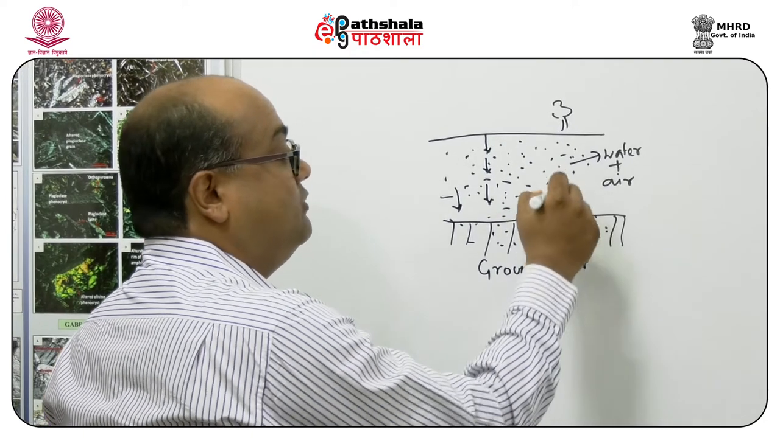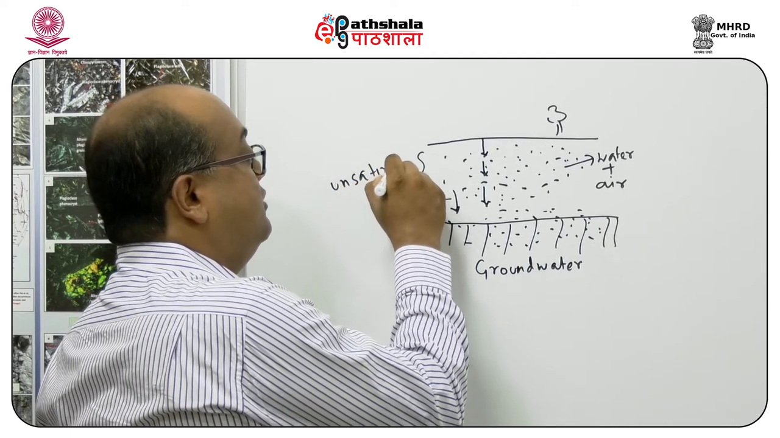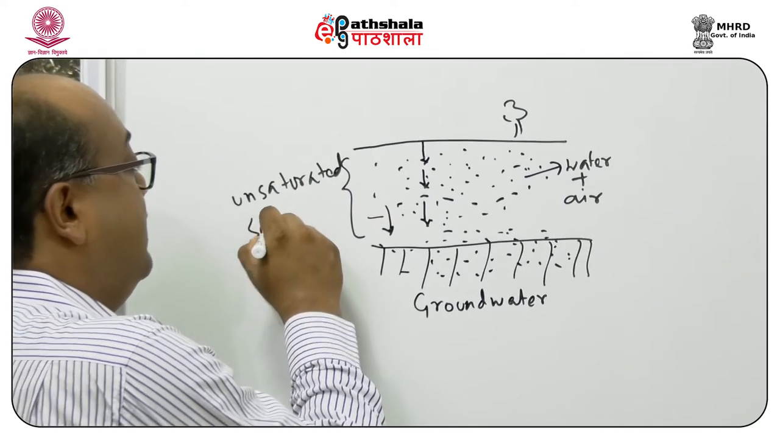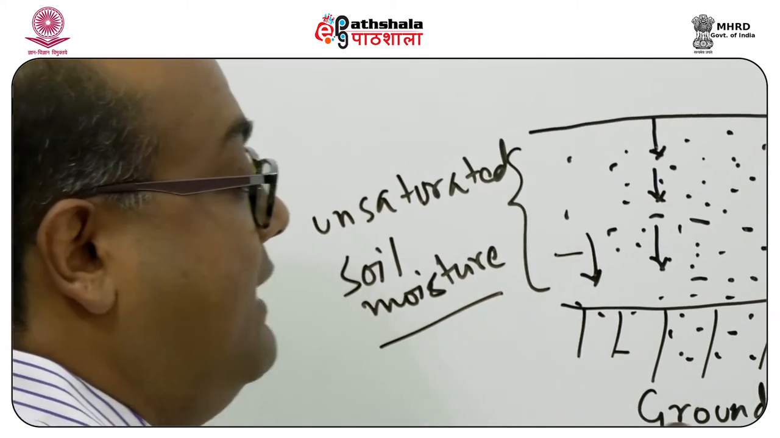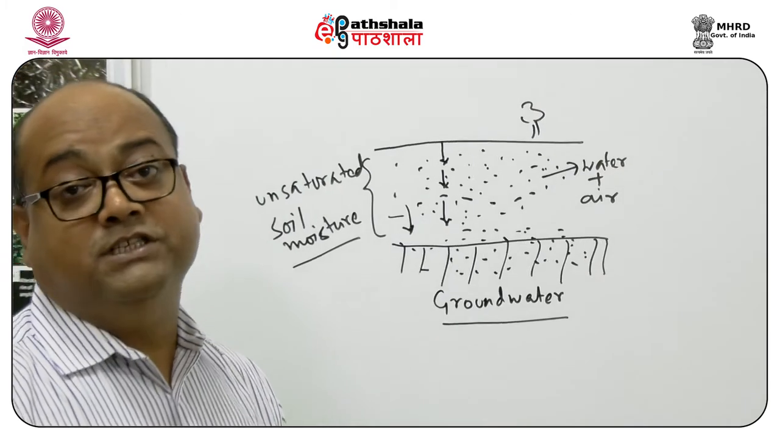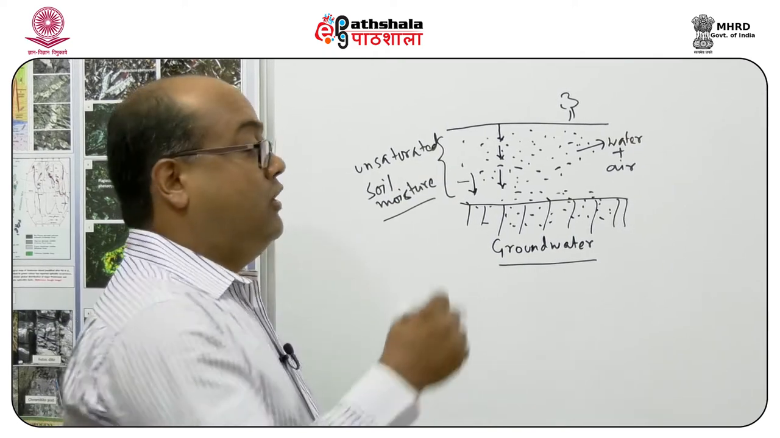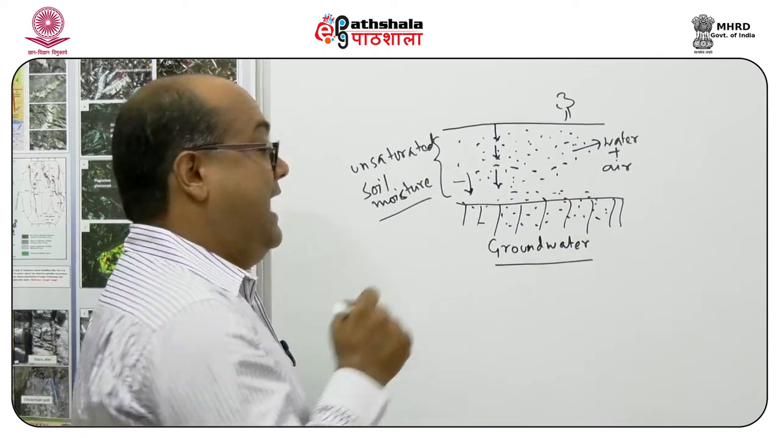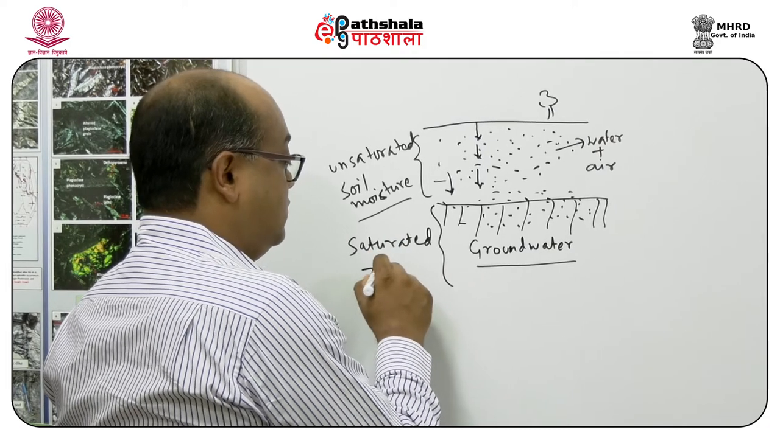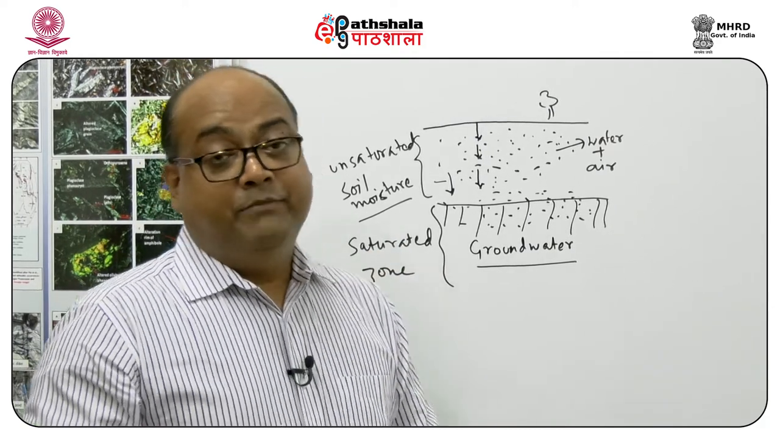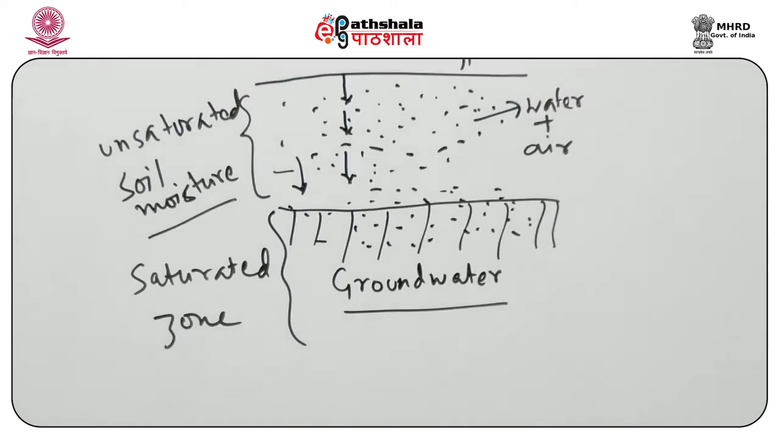Everything above that saturated porous matrix, which is also known as the unsaturated zone, is known as soil moisture. So even though soil moisture and groundwater are both defined as water present underneath the surface, there is a clear distinction because of where it occurs. Soil moisture occurs within the unsaturated zone, and groundwater occurs within the saturated zone of the subsurface. So this is how we differentiate between the surface water component, the subsurface component of soil moisture, and then the groundwater.